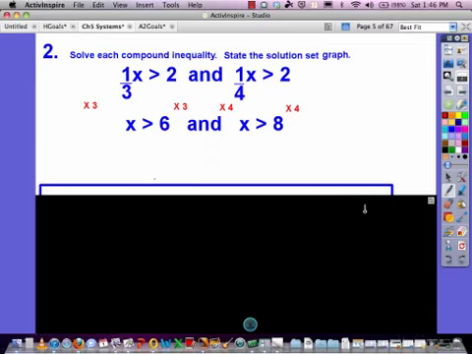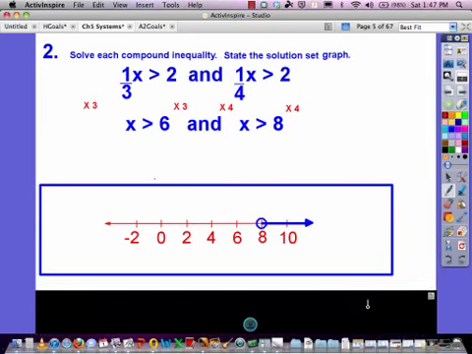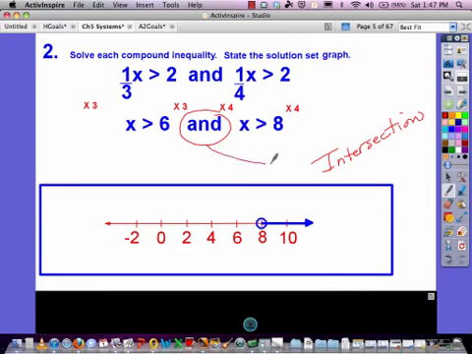Think about all the numbers greater than 6 and the numbers that are also greater than 8. And it's an "and," so we want the intersection. So where do those two sets intersect? Does it look anything like this in your mind? Because it should. So it's an intersection that we graphed, and we did that because we had an "and." The "and" stood for the intersection of those two sets. Again, it's an open circle because of the greater than inequality.